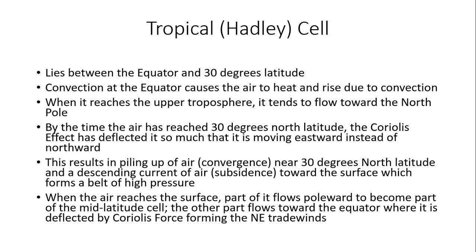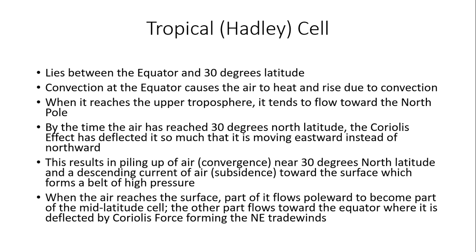Whenever the air sinks in the atmosphere, we call this subsidence toward the surface, which forms a belt of high pressure. So if you were to go out on the water in a ship, in a boat, and you were generally moving at somewhere in the vicinity of 30 degrees north latitude, you would typically find very nice weather.